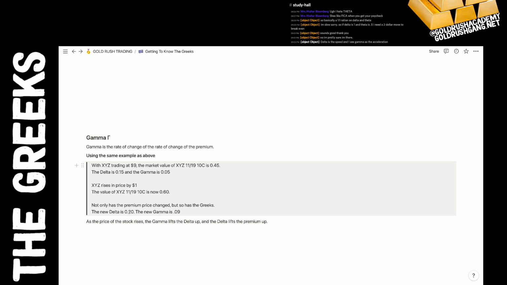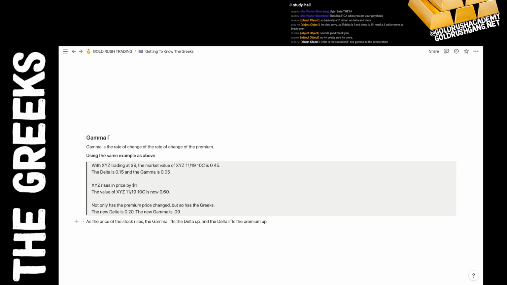The new delta is now 20. It went from 15 to 20. The 5 on the gamma got added to this 15 to turn it into 20. So now on the new dollar move from 10 to 11, your contract value is going to go from 20 up to 80. It's going to start accelerating a little higher, faster. Your new gamma is now 9 instead of 5.